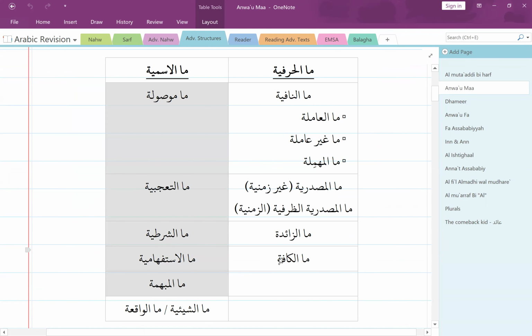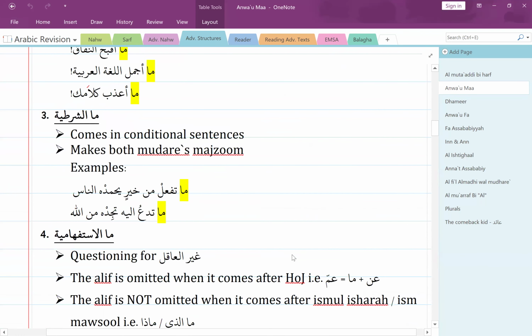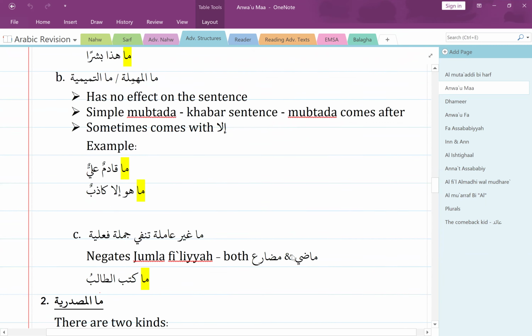Okay, so ma kafa is one of the ma that is a harf, which means la mahalla laha min al-i'rab, because it's a harf. So when we see it, we don't really focus on whether it is mubtada, khabar, or maf'ul bihi. No, none of that, because it's a harf. Okay, so ma al-kafa.